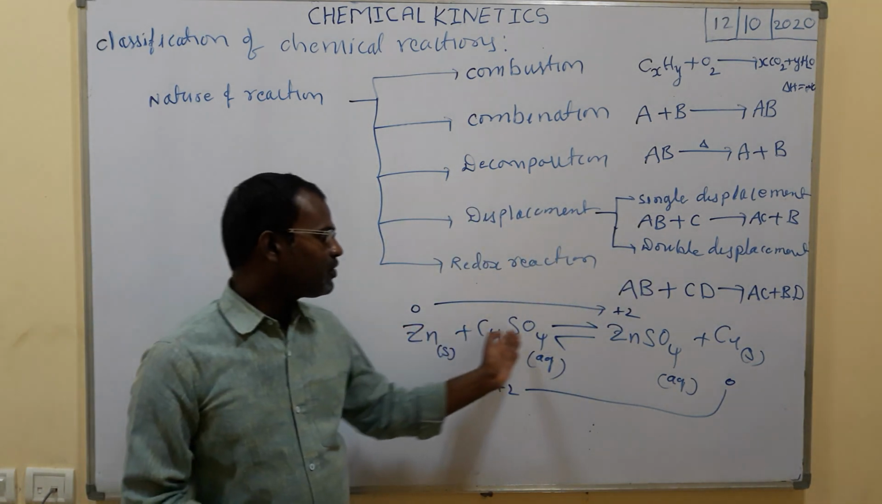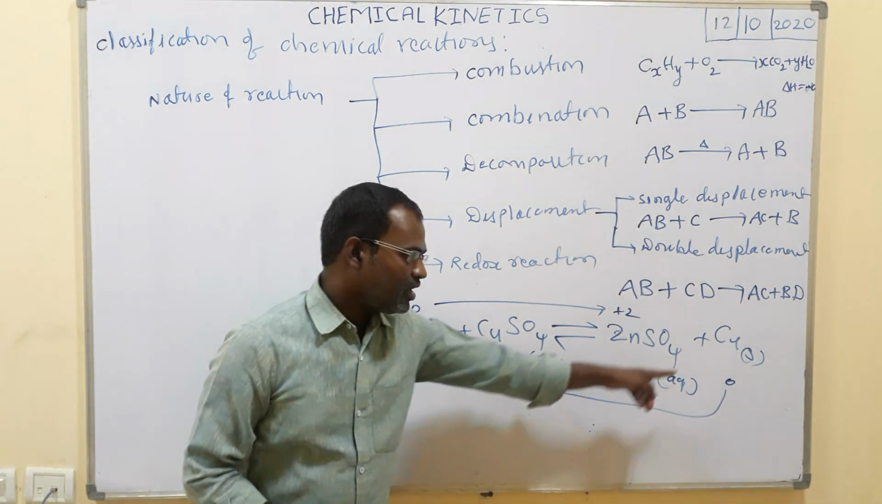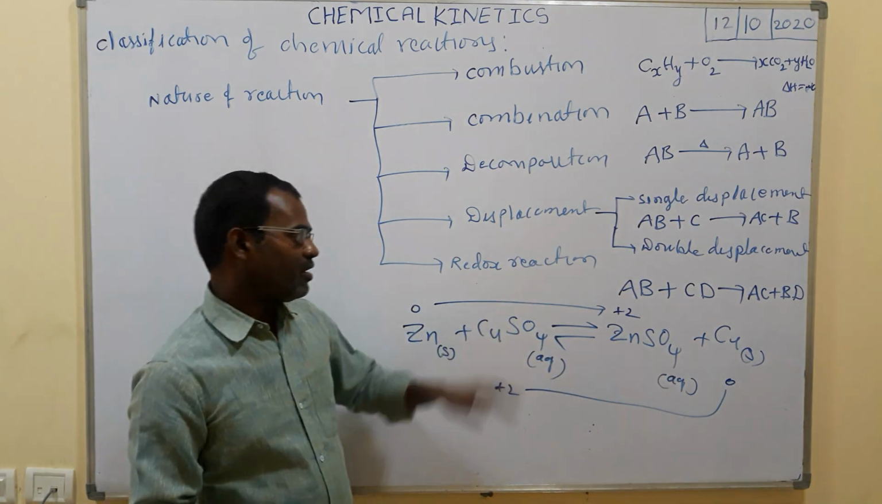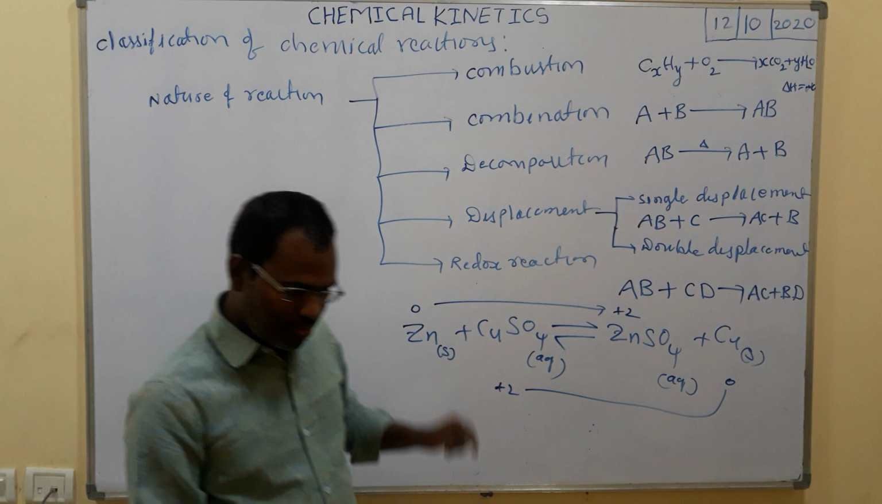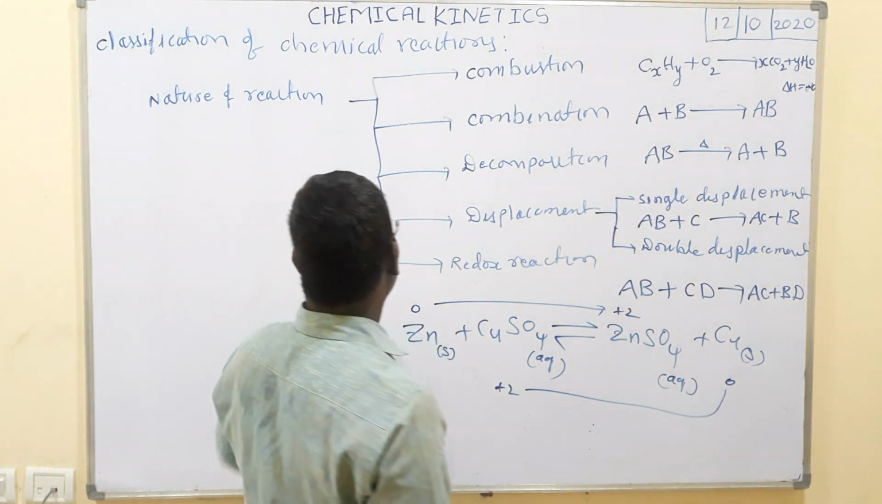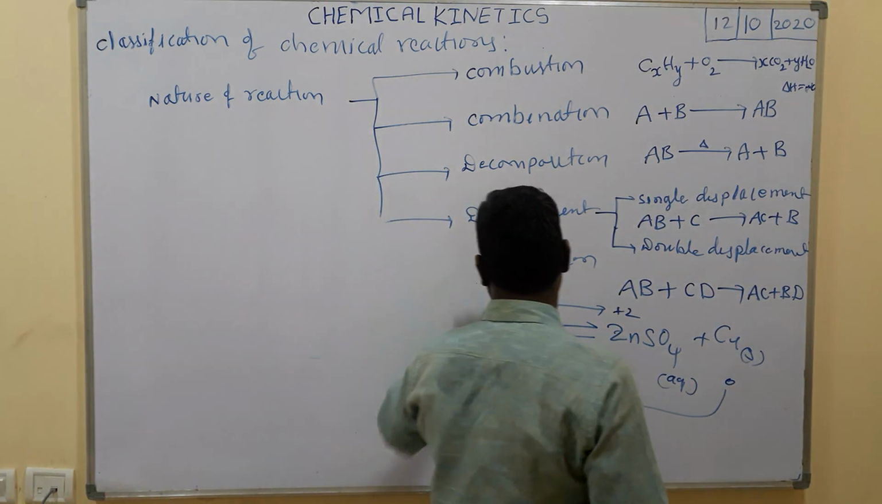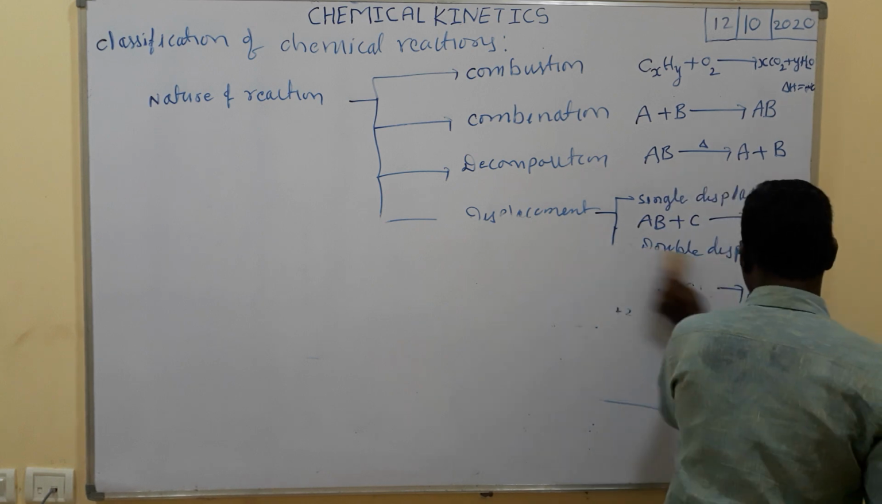So one is undergoing the oxidation and another one is undergoing the reduction. So that's why it is the redox reaction. So this is about the classification of chemical reactions on the basis of nature of reactions.